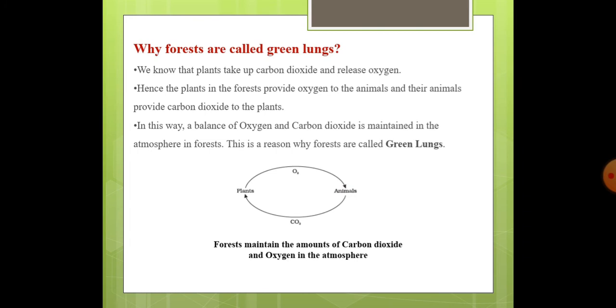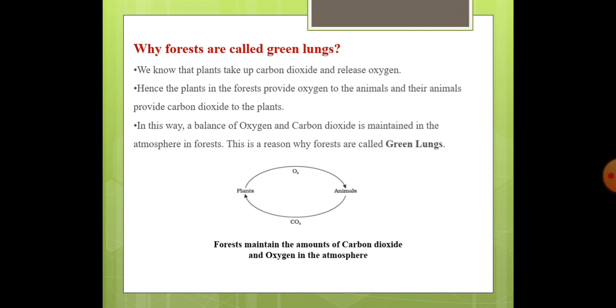Now, why are forests called green lungs? We all know that plants take carbon dioxide and release oxygen. These are the only species, that is producers, which can use carbon dioxide and release oxygen. So oxygen can come only through the green plants. Hence the plants in the forest provide oxygen to the animals, and the animals provide carbon dioxide to plants.